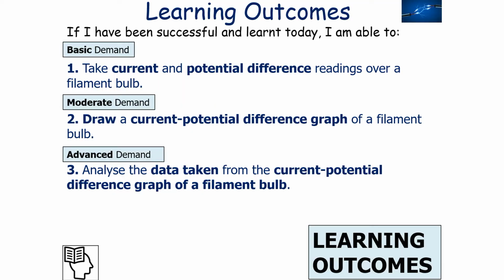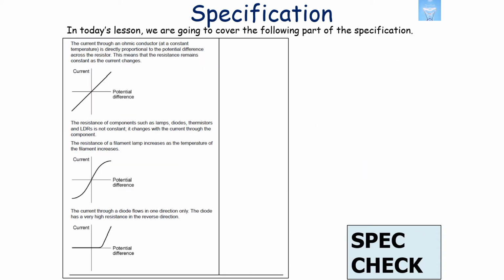If we've been successful in today's lesson, you should be able to understand how to take current and potential difference readings over a filament bulb, draw a current potential difference graph of a filament bulb, and then analyze the data taken from the graph, which leads into the following part of the GCSE Combined Science Physics specification.